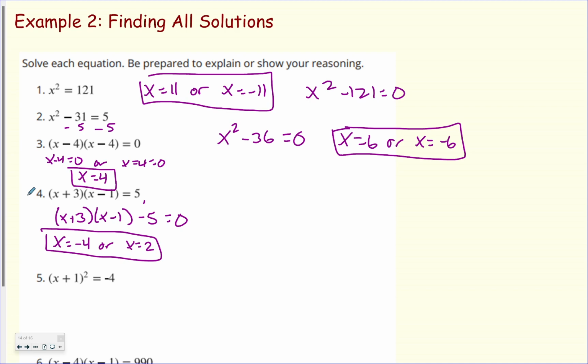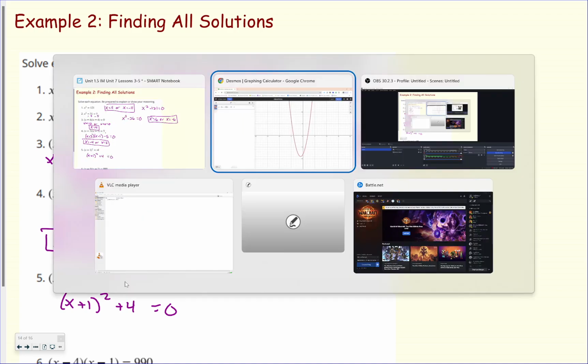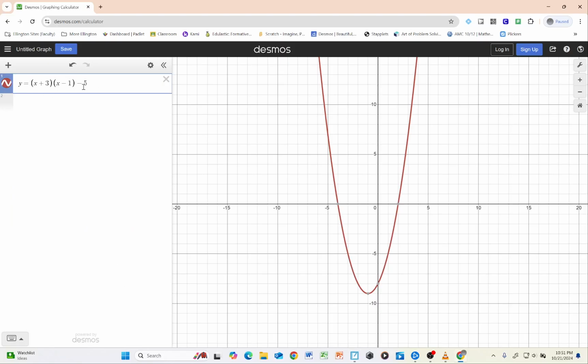Okay, let's keep going. What about this one? (x plus 1) squared equals -4. So once again, because it doesn't equal 0, let's make it equal 0. (x plus 1) squared plus 4 equals 0. Hey, that looks like vertex form. Well, might as well graph it. So (x plus 1) squared plus 4.